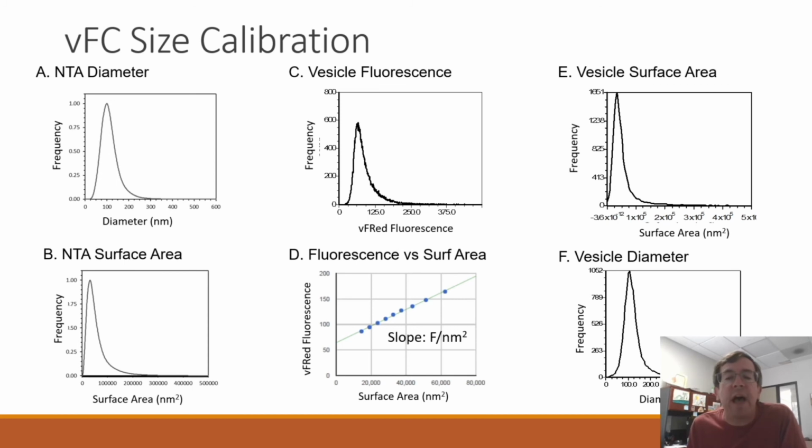And the slope of this line can be interpreted as the number of fluorescence units per nanometer squared of surface area. So we use this linear regression then to calculate the surface area of vesicles based on their fluorescence measurement, and then use geometry to calculate the diameter distribution. And so it's through this relationship between surface area and vesicle fluorescence that we derive our vesicle size estimate.